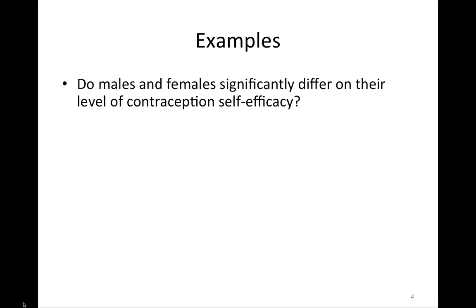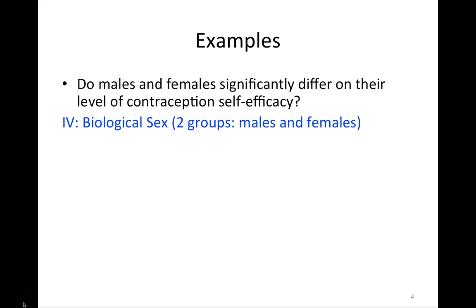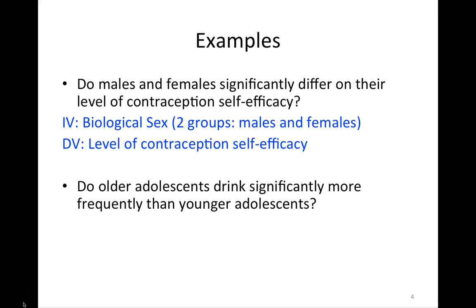So for example, we may ask, do males and females significantly differ on their level of contraception self-efficacy? We'll come back to this question, but the independent variable here is biological sex. We have two groups, males and females. And our dependent variable is level of contraception self-efficacy. So again, you can see here how we look at this research question and we can tell immediately what the independent and dependent variables are.